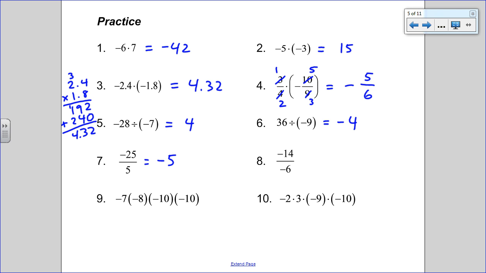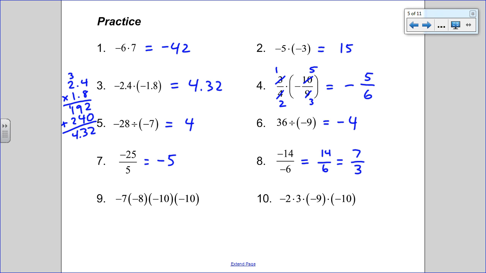Finally, number 8, we're dividing two negative numbers. In this case, the numbers don't divide to a whole number answer. However, we can notice that the answer should be positive because we're dividing two negative numbers. And we simply need to write our answer in fraction form by simplifying the fraction 14 over 6. Since both the numerator and denominator are divisible by 2, we can write an answer of positive 7/3.